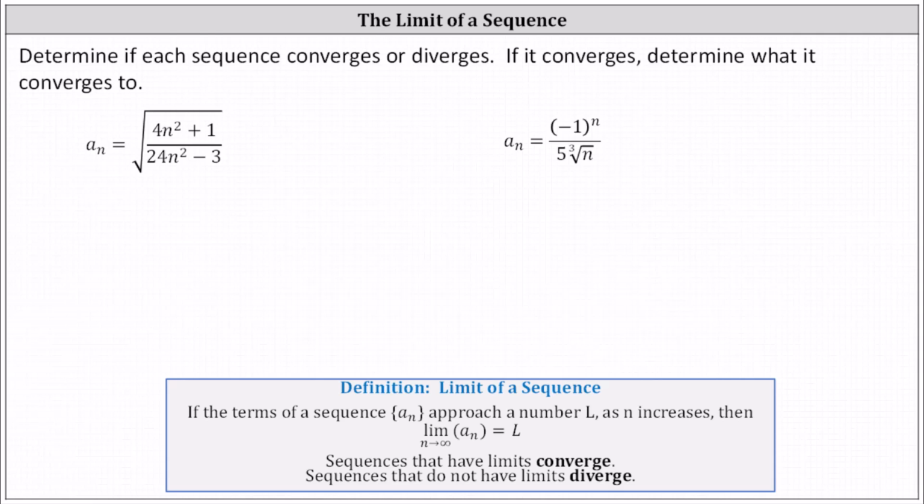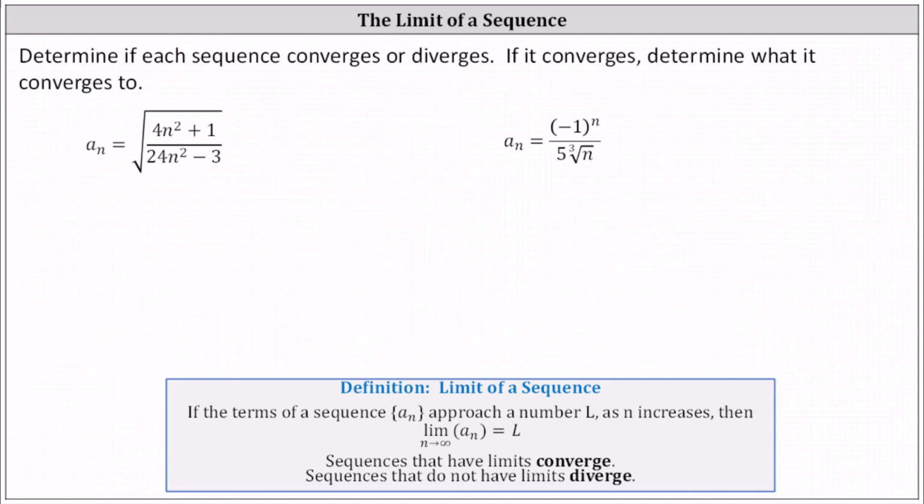We want to determine if each sequence converges or diverges. If it converges, determine what it converges to. To do this, we'll treat the formula for the terms in the sequence given by a sub n as a function of n, and determine the limit as n approaches infinity. If the limit exists and is equal to L, the sequence converges and converges to L. If the limit does not exist, the sequence diverges.